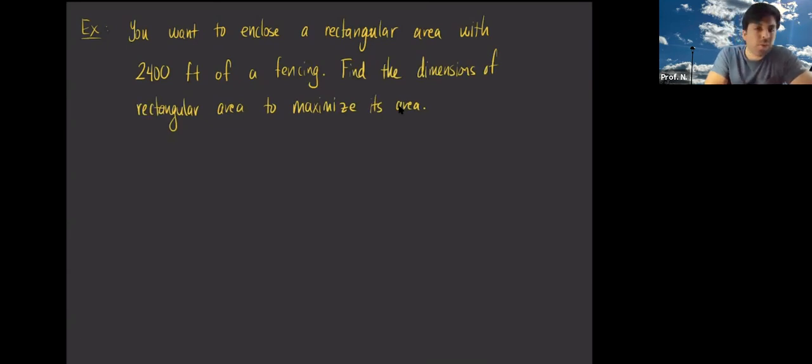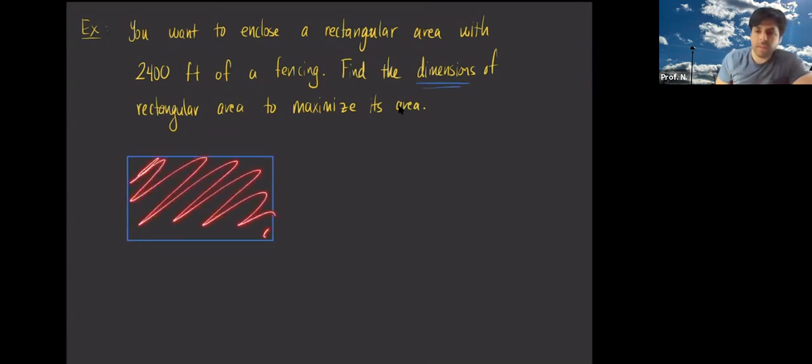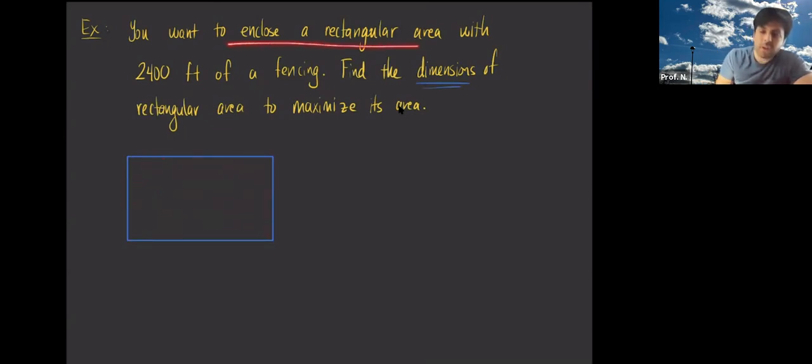The question is, you don't know what it is, right? So you can give it a drawing. You can make a drawing and say, okay, this is my rectangular area. Now, do I know the dimensions? Of course not. I'm looking for what the dimensions are. But what do you know? You know that whatever this area would be, you're going to enclose it with 2,400 feet of fencing.